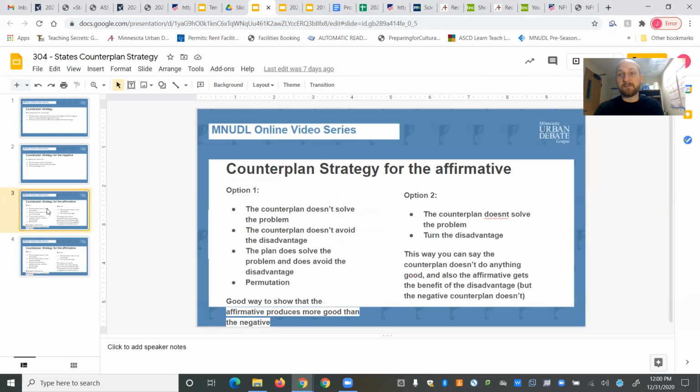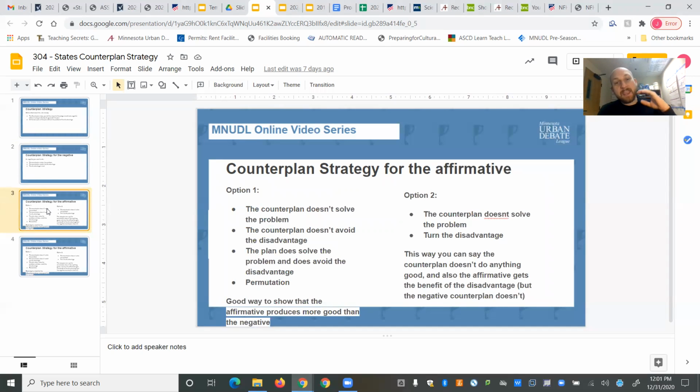But speaking of the affirmative, what should you do as the affirmative? So the affirmative has two options. Like we talked about before, the first option is to basically play defense. You can say, actually the counterplan does not solve the problems laid out by the affirmative. And if it doesn't solve the problems laid out by the affirmative, then the affirmative does more good than the counterplan does. So you should vote for the affirmative instead of the counterplan.